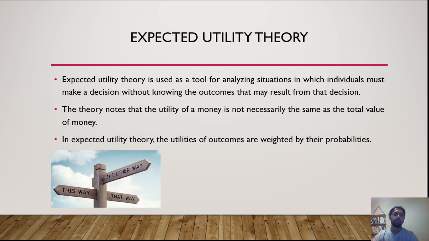Expected utility theory. Expected utility theory is used as a tool for analyzing situations in which individuals must make a decision without knowing the outcomes that may result from that decision. The theory notes that the utility of money is not necessarily the same as the total value of money. In expected utility theory, the utilities of outcomes are weighted by their probabilities.